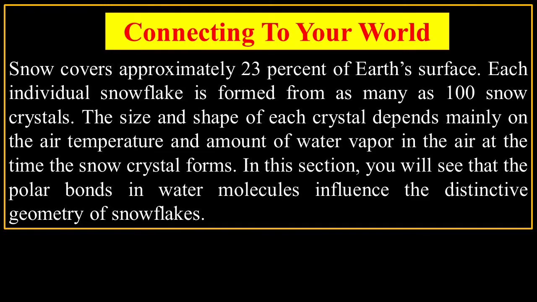Snow covers approximately 23% of the Earth's surface. Each individual snowflake is formed from as many as 100 snow crystals. The size and shape of each crystal depends mainly on the air temperature and amount of water vapor in the air at the time the snow crystal forms. In this section, you will see that the polar bonds in water molecules influence the distinctive geometry of snowflakes.